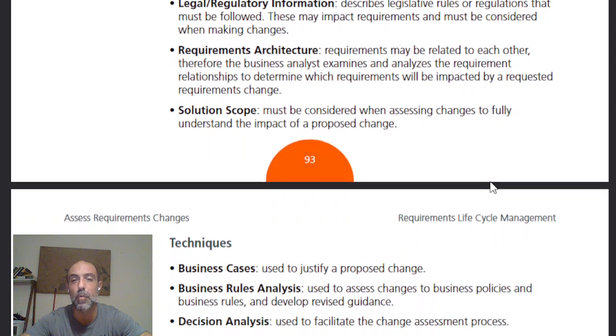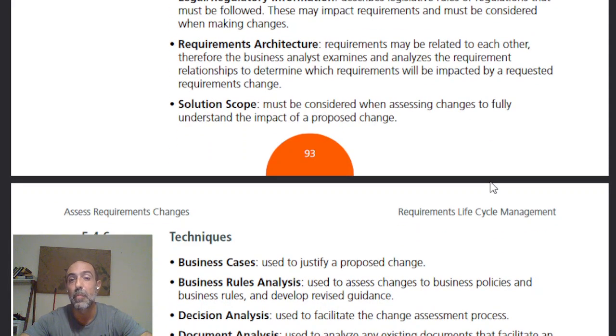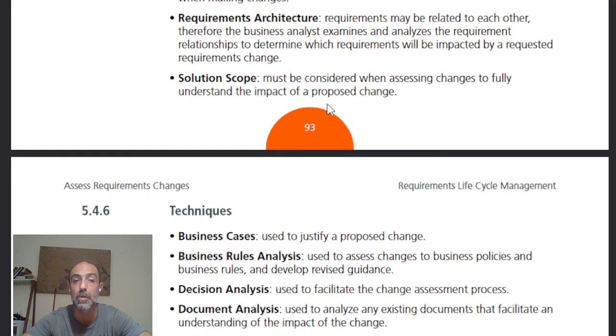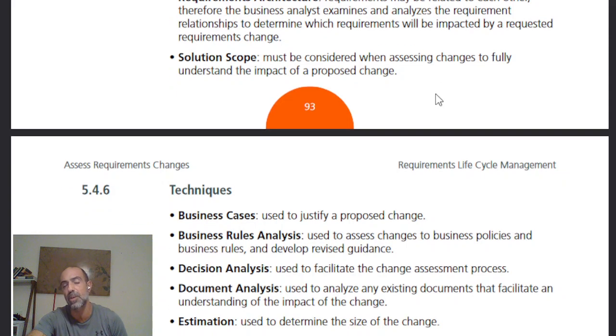Requirements and architecture requirements may be related to each other. That's where the tracing part comes in, because the business analyst examines and analyzes the requirements relationships to determine which requirements will be impacted by the requested requirements change. And the solution scope must be considered when assessing changes to fully understand the impact of a proposed change. You don't want to change something that doesn't really impact the overall solution.